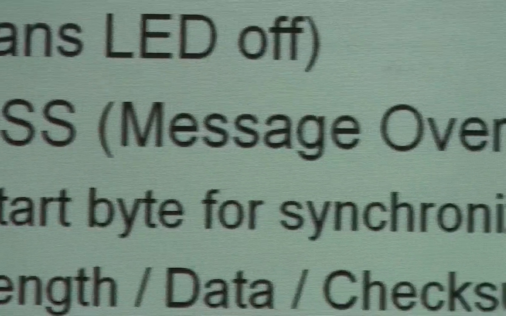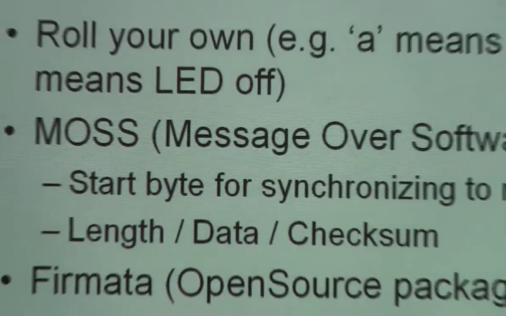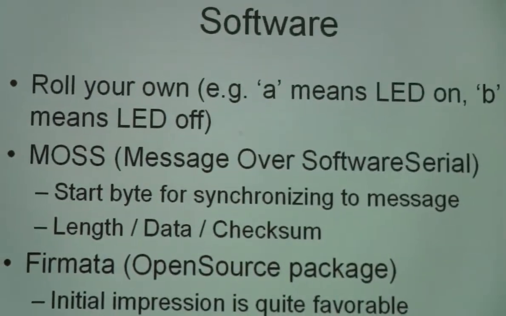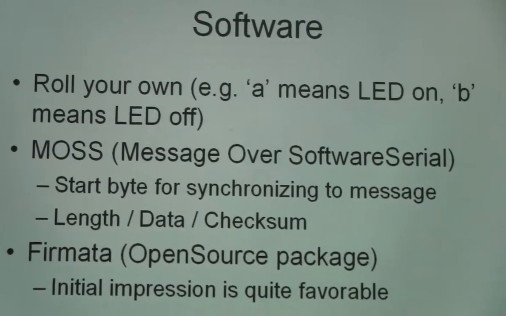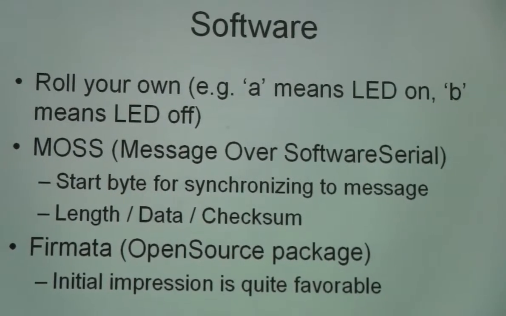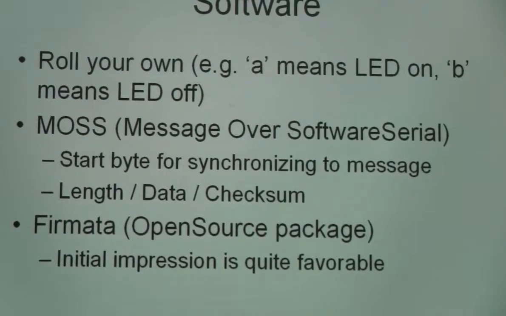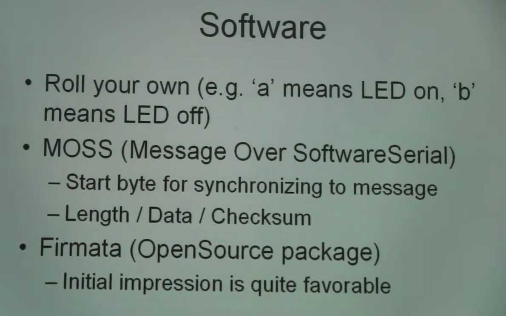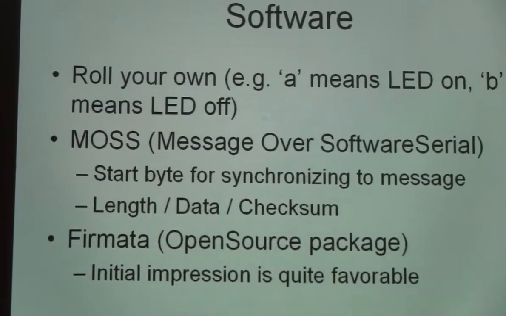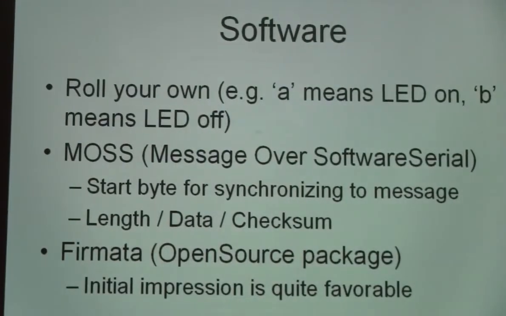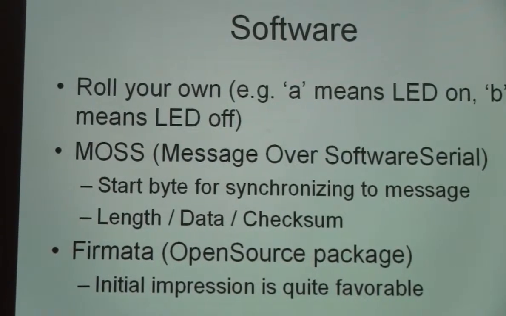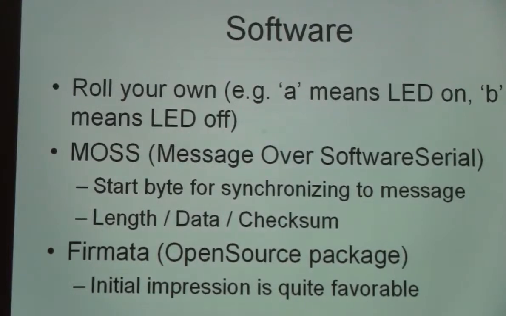All right, so now we've got data going back and forth. What do you do and how do you do it? You can roll your own. If I send the letter A, that means turn pin 13 on, so the light turns on. If I send B, turn pin 13 off. That's not real robust. We've seen characters being dropped. So I might try to send an A, and it got corrupted, or it didn't get transmitted, and I think the LED's on, but it's not.